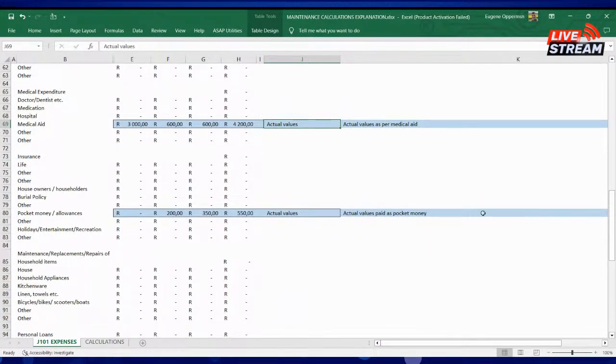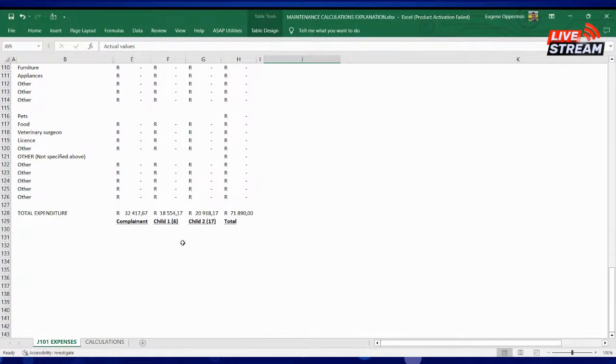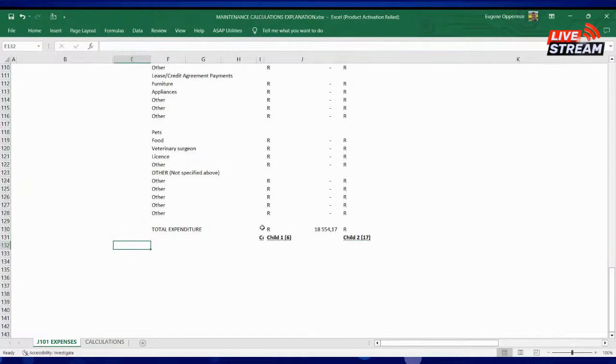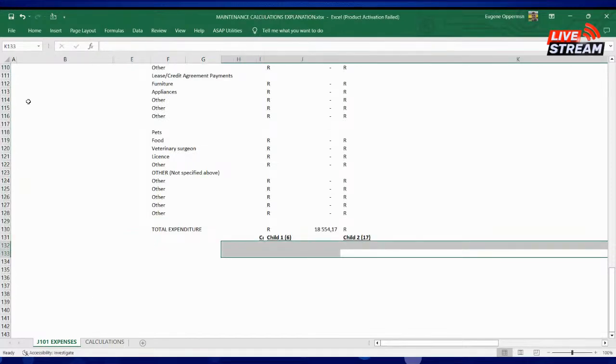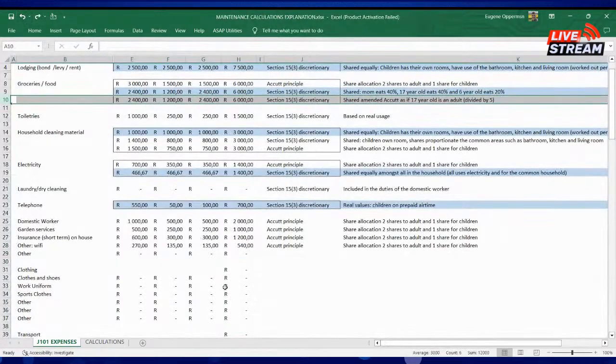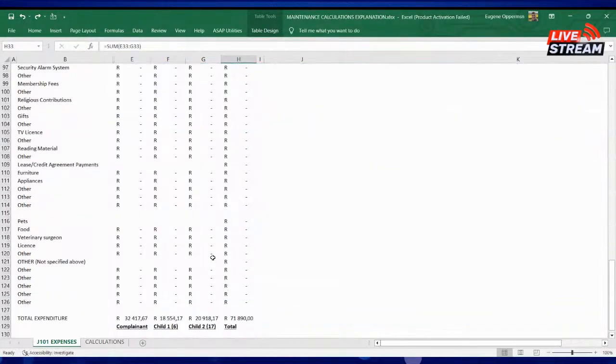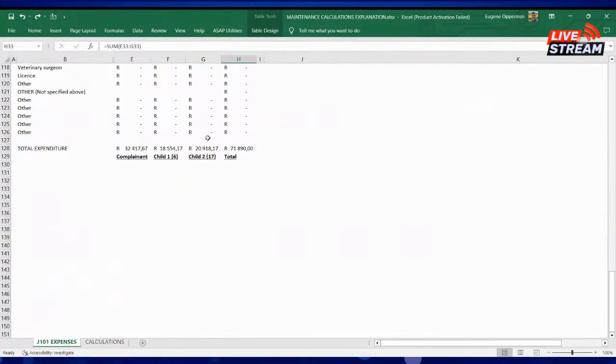Same goes, for example, for pocket money. And then at the end, you get to the total column, which is obviously where you want to get to. So that is the amount that you fill in on the J101 form.